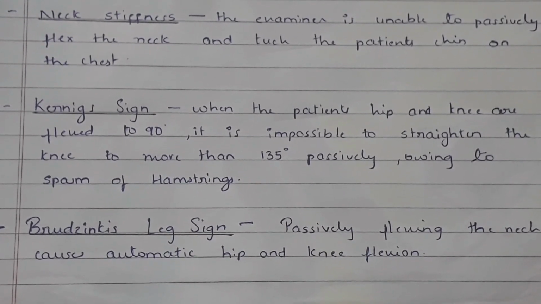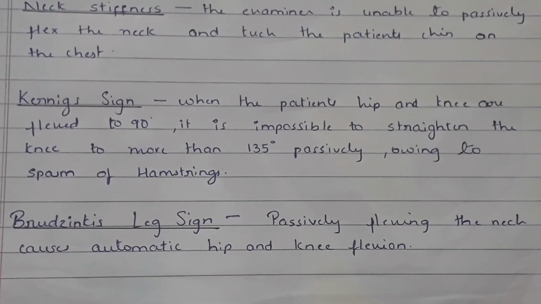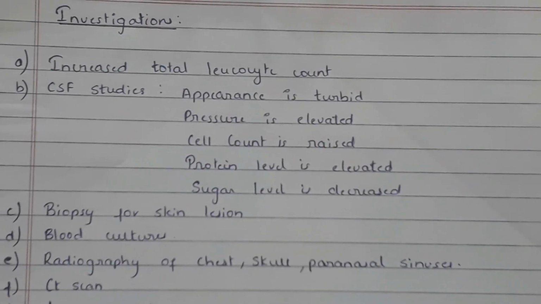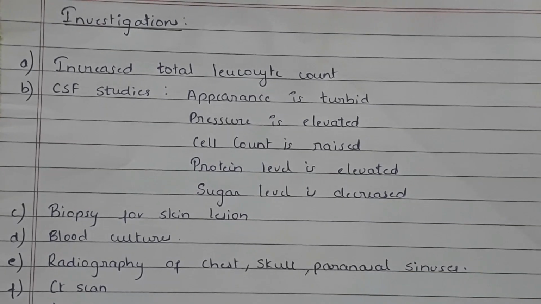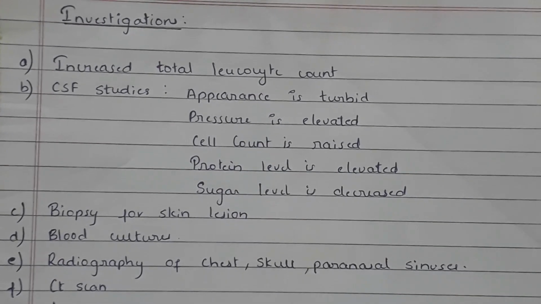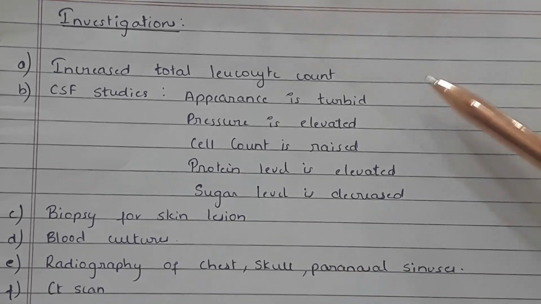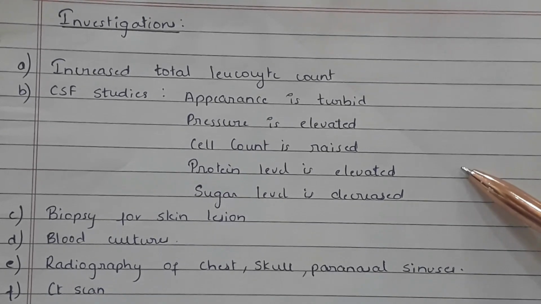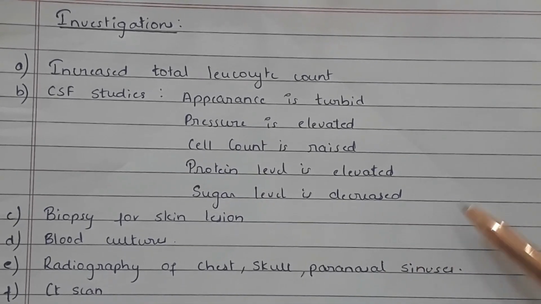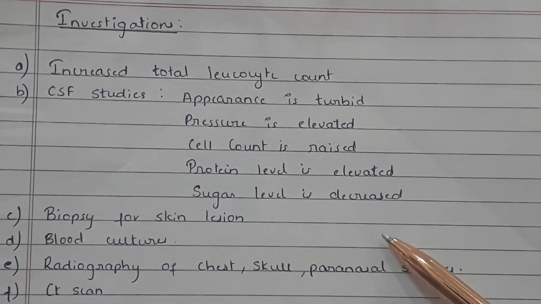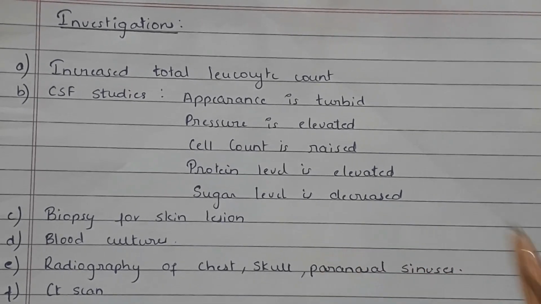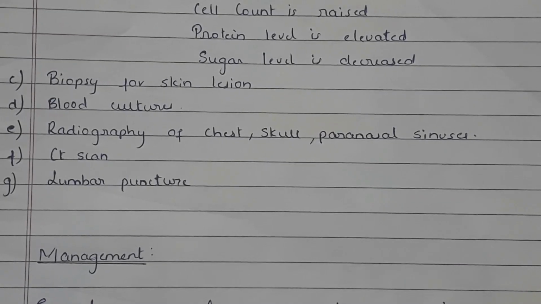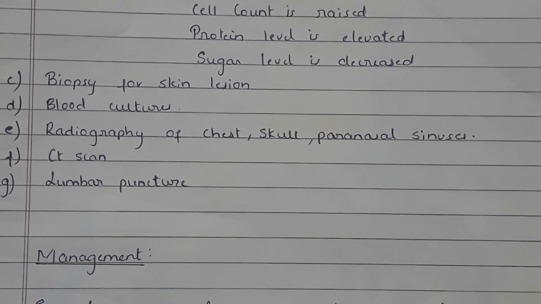The Brudzinski's leg sign. Passively flexing the neck causes automatic hip and knee flexion. Investigations, you see increased total leukocyte count. CSF studies show appearance is turbid, pressure is elevated, cell count is raised, protein level is elevated, sugar level is decreased. A biopsy for skin lesion, blood cultures, radiography of the chest, skull, paranasal sinuses, CT scan, and lumbar puncture.